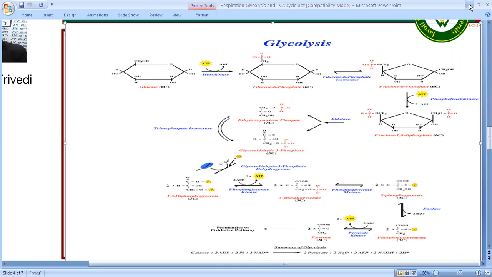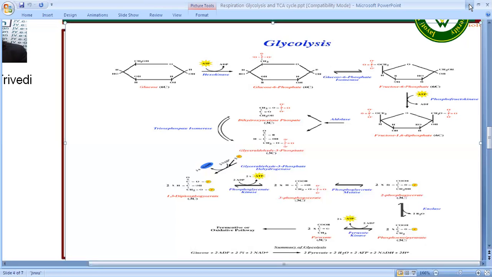Now this 3-phosphoglyceraldehyde reacts with phosphoric acid and forms 1,3-diphosphoglyceraldehyde, where the reaction is non-enzymatic. And this 1,3-diphosphoglyceraldehyde is oxidized to form 1,3-diphosphoglycerate in the presence of triose phosphate dehydrogenase and the coenzyme NAD+. Now this NAD+ acts as a hydrogen acceptor and is reduced to NADH and H ion in the reaction.